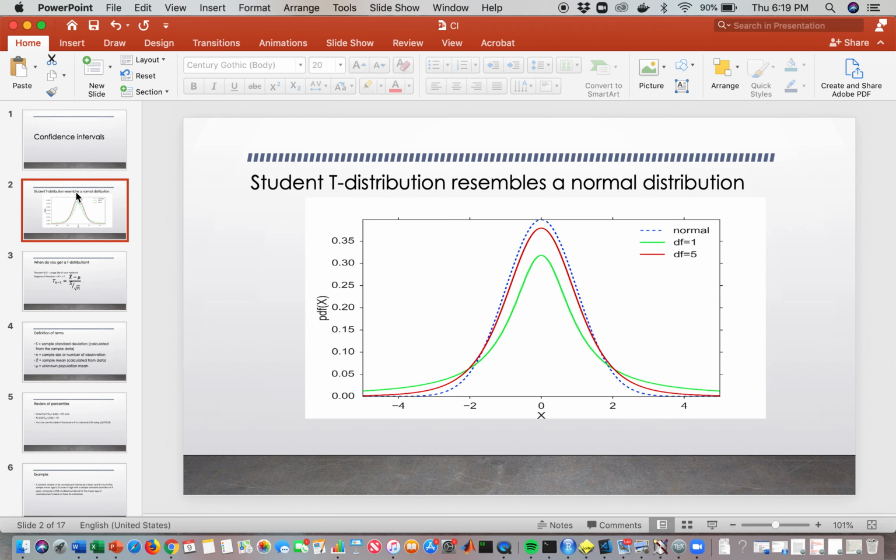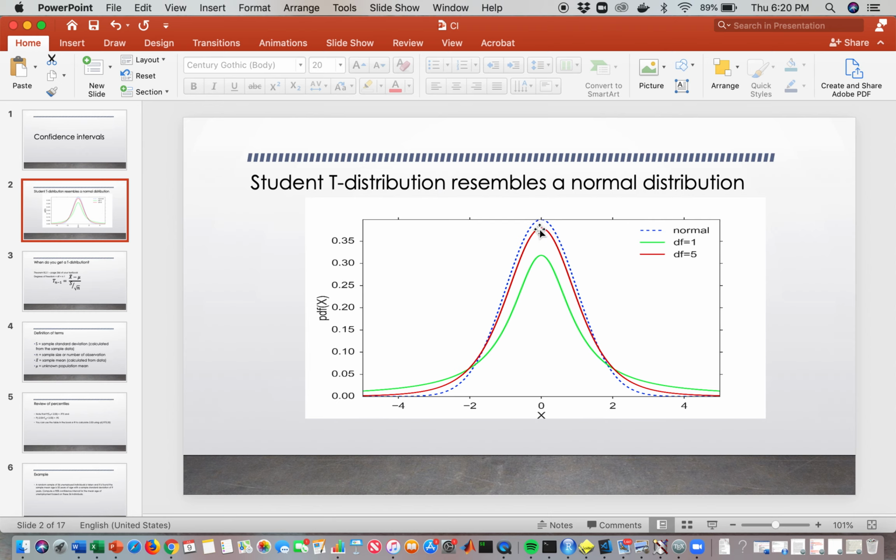So what you're seeing here is that in the blue curve, we have the standard normal distribution, the distribution with mean 0 and variance 1. Okay, so we can see that this blue curve has a higher peak than either of the T distributions, which are given in green and in red.